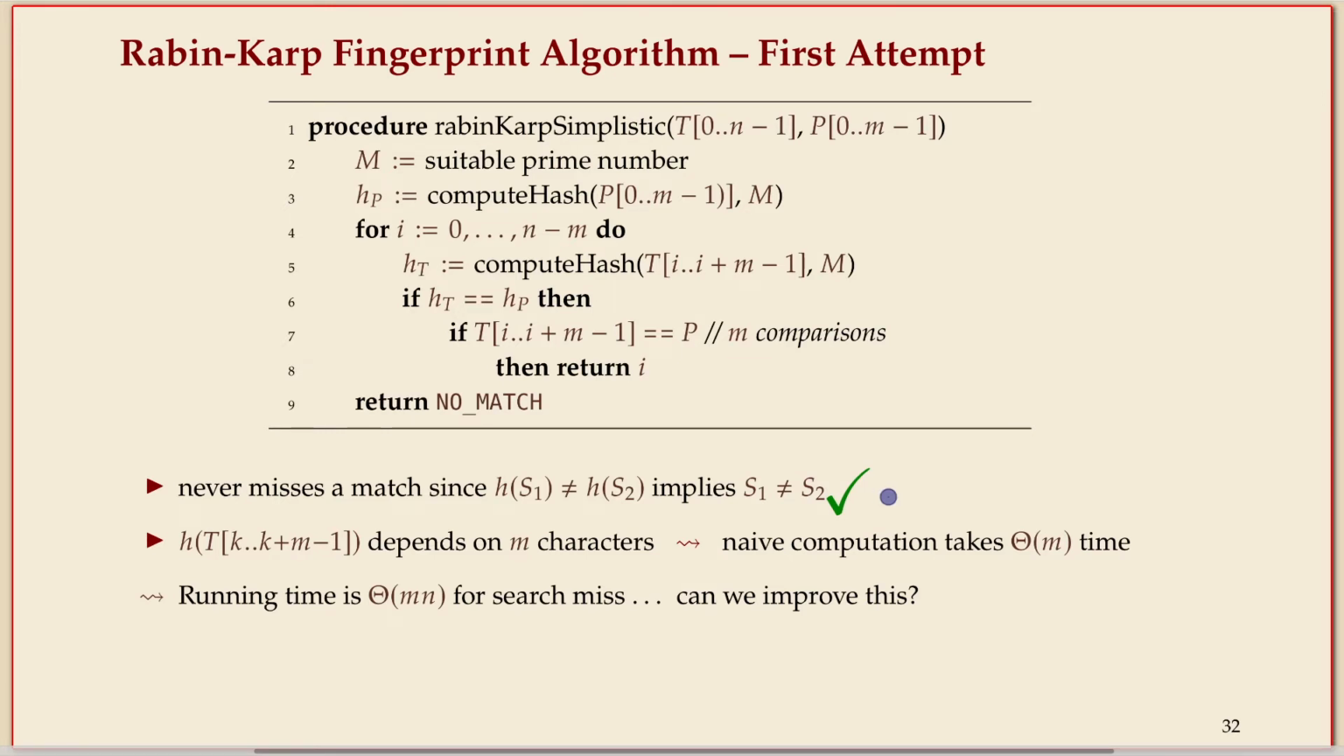Now, this is fine. The algorithm as given is correct, because it always checks if we have a collision, if they have the same hash, then it checks, and if there's a different hash, it definitely is not a match.